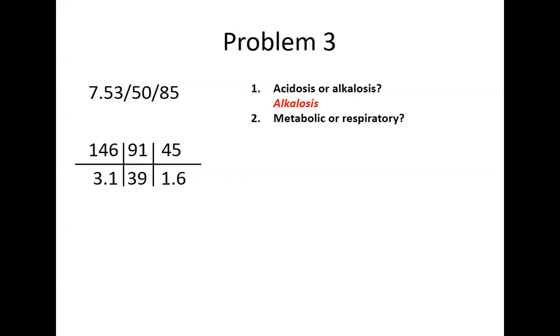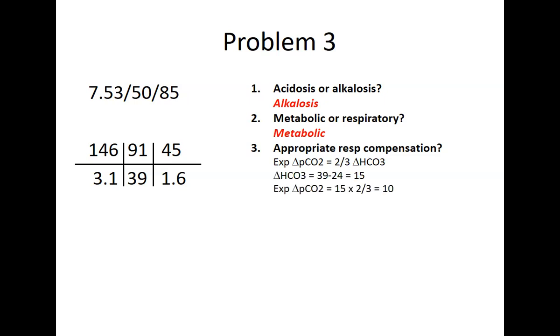So we look at our bicarb. So our pH is up, bicarb is up, metabolic, right? All our arrows are going in the same direction. So this is a metabolic process. Okay, this is that weird formula, so I'm not even going to expect you to remember it. Change in your PCO2 is 2/3 your change in your bicarb. So our change in bicarb, 39 from 24, is 15. So 2/3 of 15 is 10. So the expected change in PCO2 is 10.